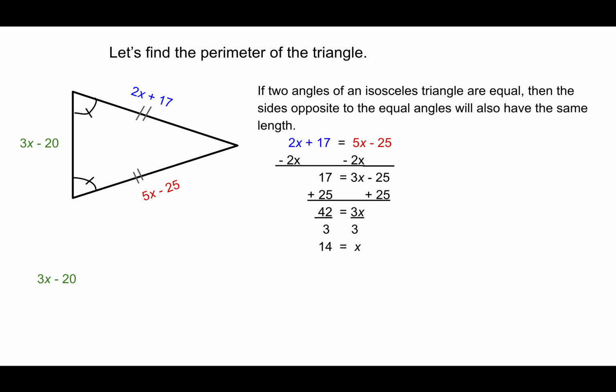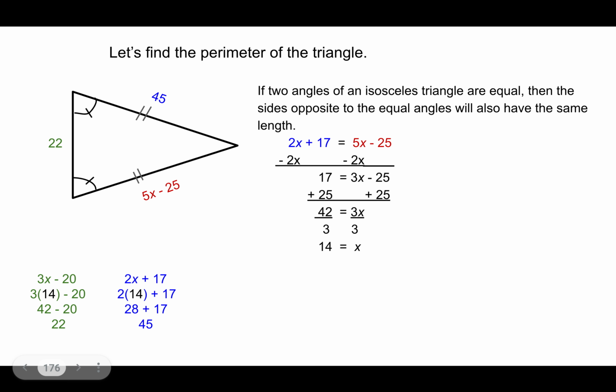Let's start with the green one, 3x minus 20. Again, replace the x with 14. The product of 3 and 14 is 42, and the difference of 42 and 20 is 22. So the length of the green side is 22 units. Now let's look at the blue side. I have 2x plus 17. Again, replace the x with 14. The product of 2 and 14 is 28. And the sum of 28 and 17 is 45. So the blue side is 45 units.